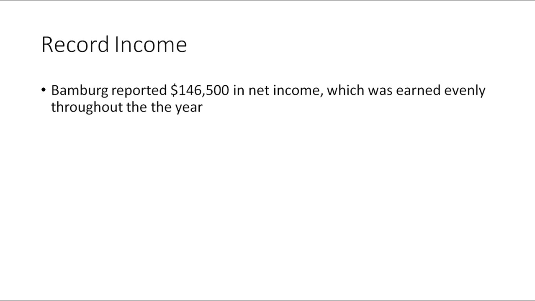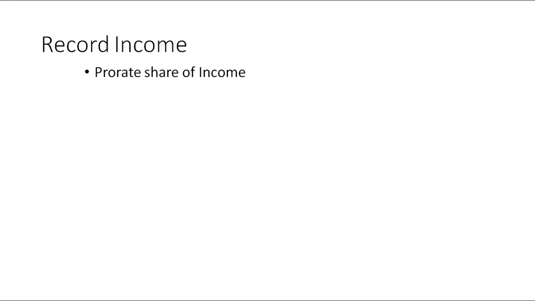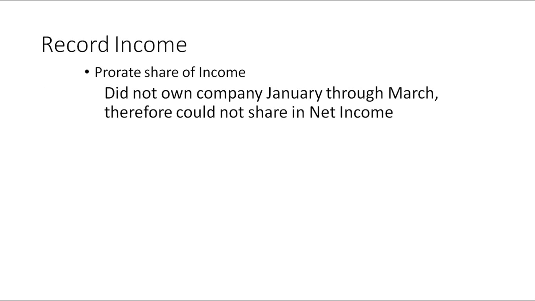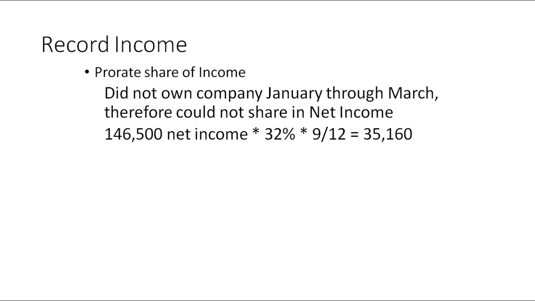Here's where one of the differences in the equity method of accounting comes in. Since we're deemed to have significant influence over the investee, we share in their income, dollar for dollar, whatever percentage of the company we own. In Bamberg, we bought this on March 31st. So what we've got to do is prorate our income. That means we didn't own the company for 12 months. From January through March, we can't share in that income because we didn't own it. So we're going to take the net income, multiply it by our ownership percentage, times the number of months that we owned it, which gives us $35,160.